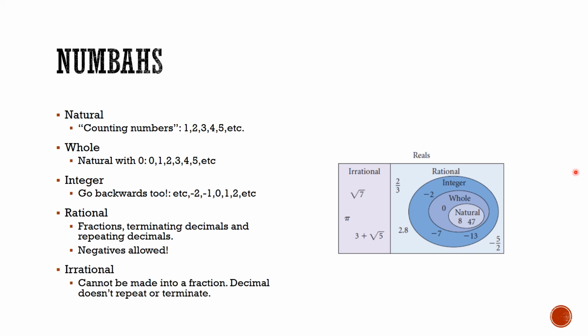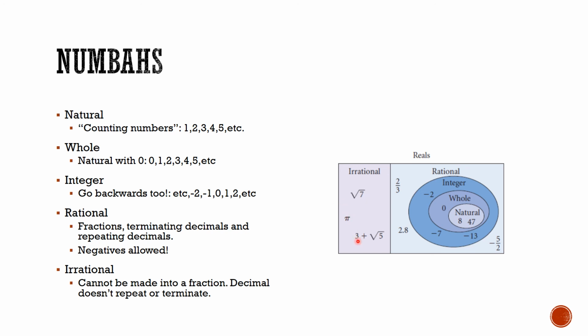Okay, irrational numbers, they cannot be made into a fraction. Their decimal doesn't repeat or terminate. So right here, square root of 7. That's like 2.6-ish. 2.6 something. And it goes on forever, but it never repeats. It never terminates. Pi, 3.141592.6, and so on. Doesn't repeat, doesn't terminate. That's irrational.